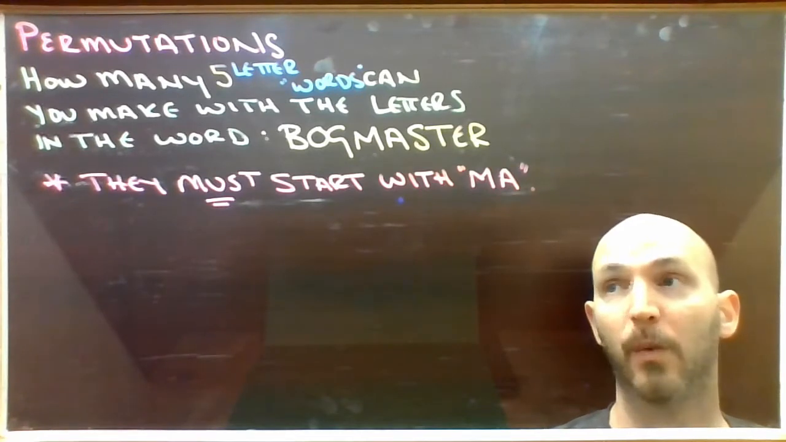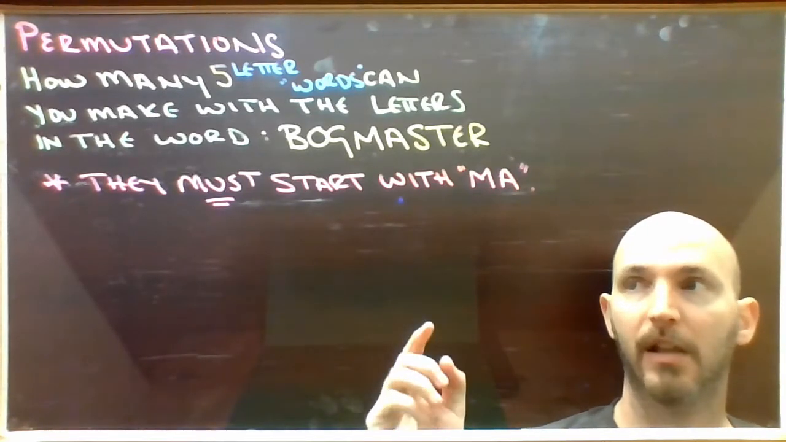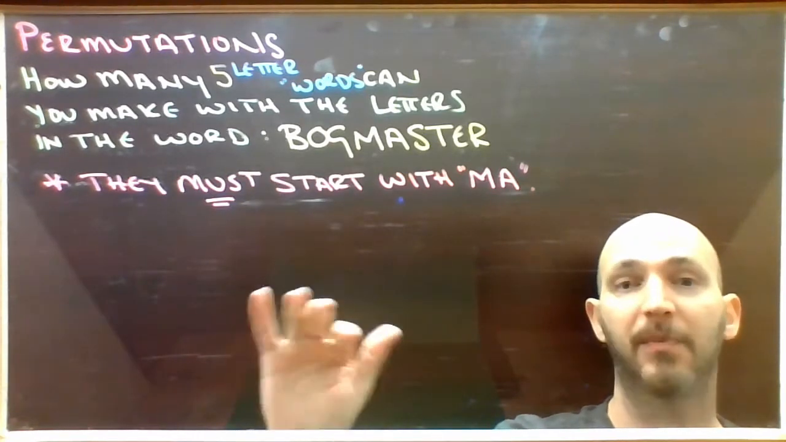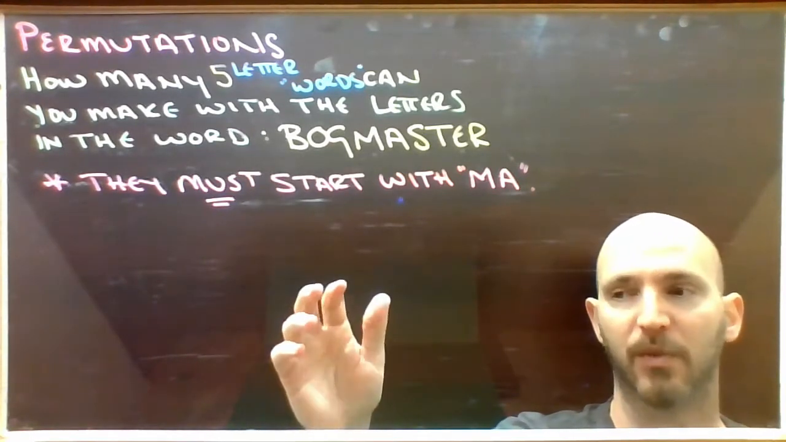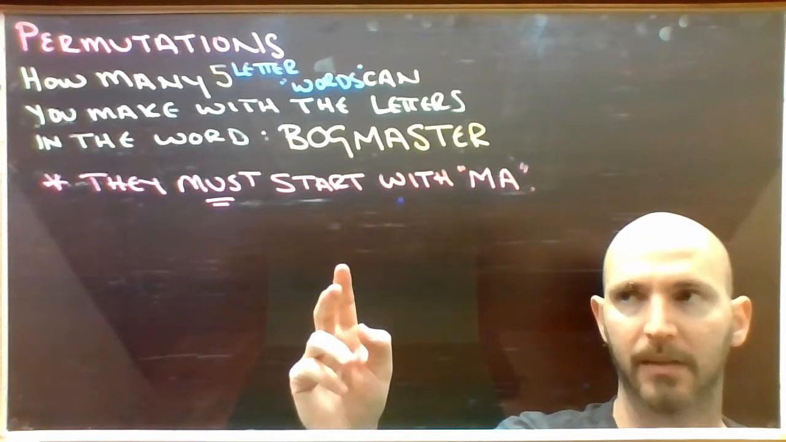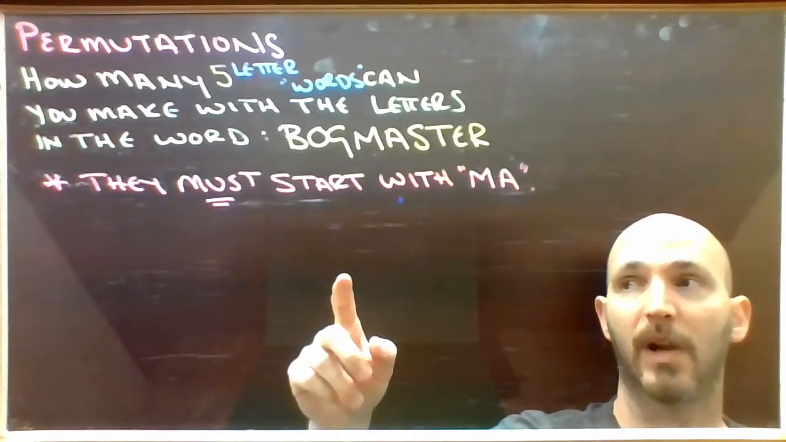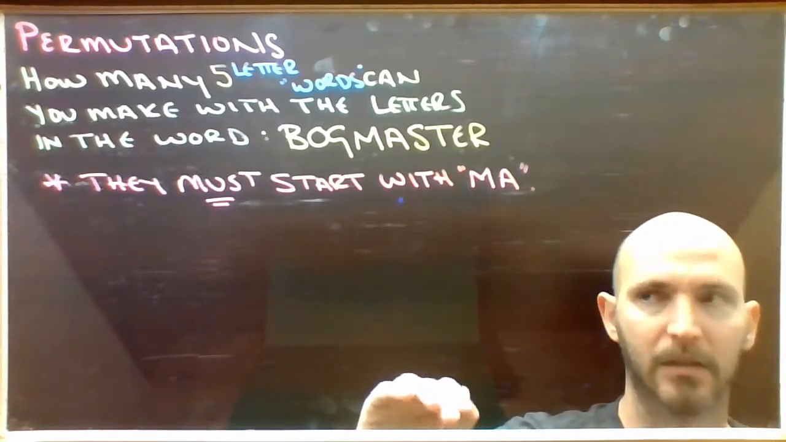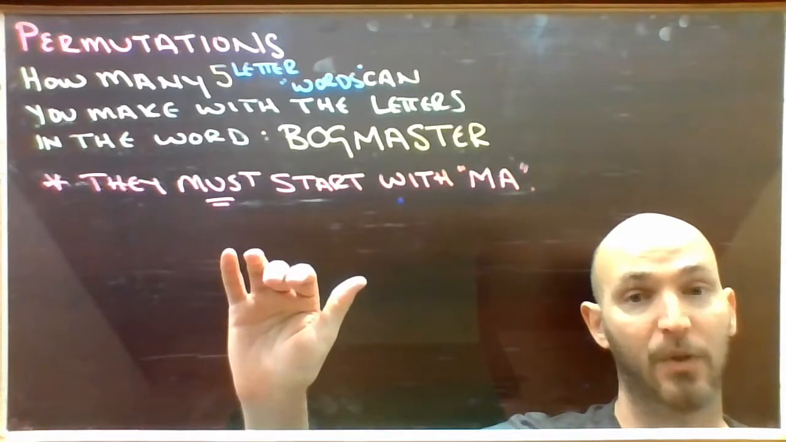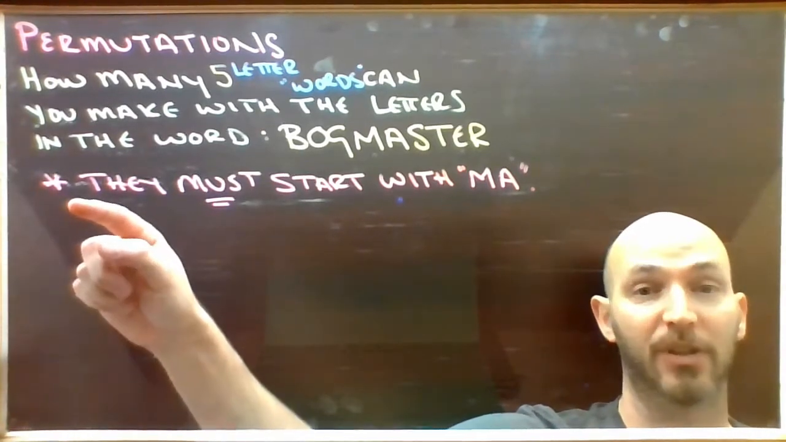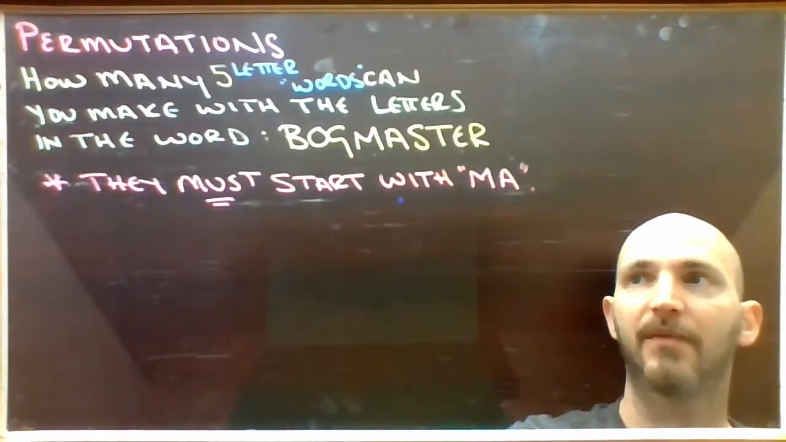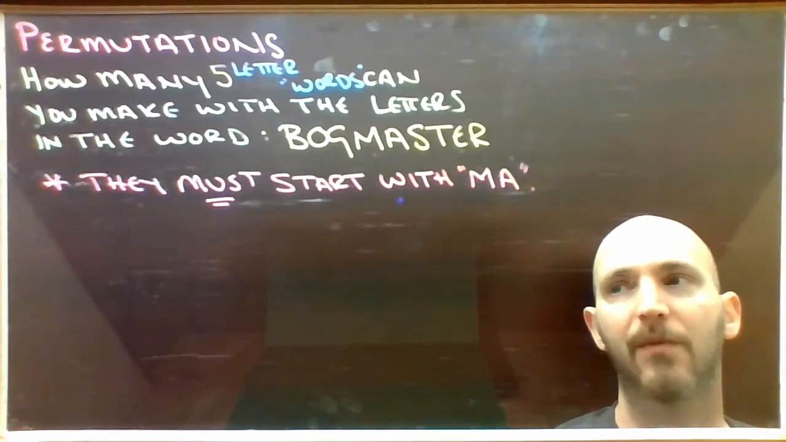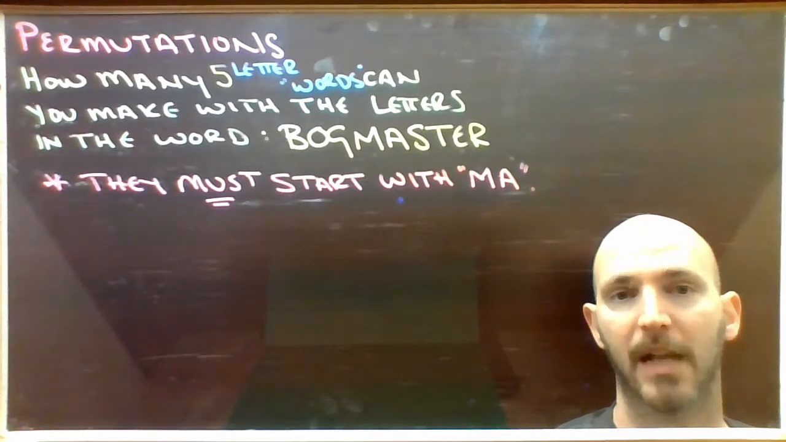All right, so we have done permutations where some of the objects, some of the letters or things that you're shuffling, are indistinguishable, right? Like 2 S's, you can't tell them apart. We have done permutation questions where you don't use all of the objects. You only use 5 of 9. The third type of question you're going to encounter is one that has a condition on it. So how many 5-letter words can you make with the letters in the word bogmaster if they must start with M-A?